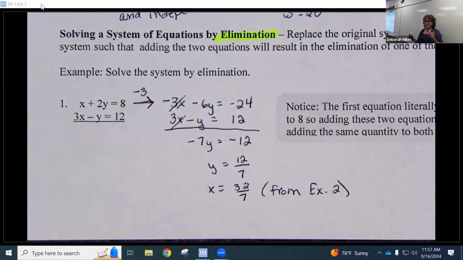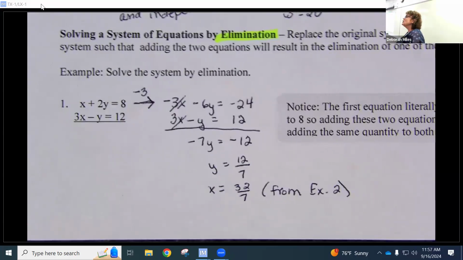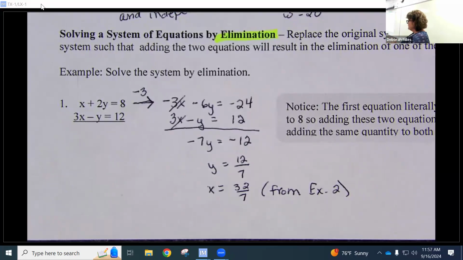So on the test and on the homework, really, I don't think I say which method to use. I just say solve the system, and you can solve it any way you want to. You could solve it by graphing, but if those two lines don't happen to cross at integer values, I don't think you'll be able to figure it out.